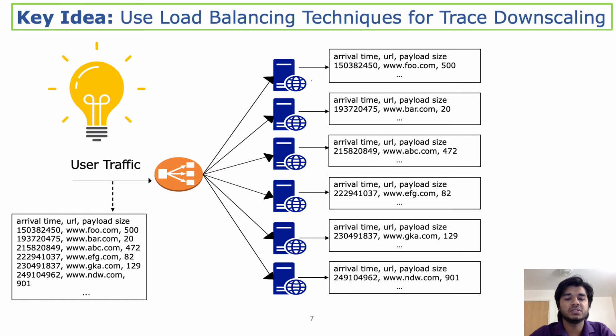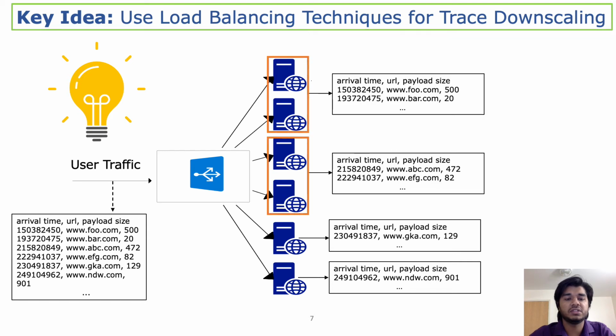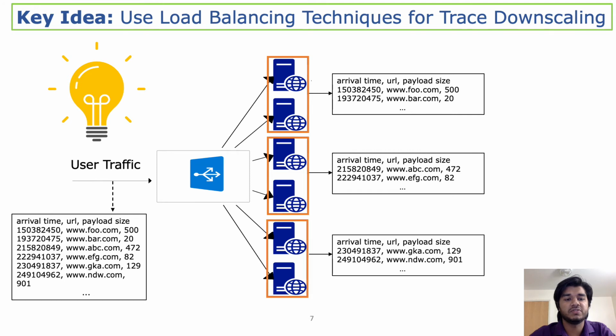And this insight leads us to the key idea of TraceSplitter. The key idea of TraceSplitter is that we can use load balancing techniques to downscale traces. We suggest that we can have an entirely hypothetical construct to mimic the load balancer in the system, which would generate multiple downscale traces. We claim that one can take any subset of the traces and consider that a properly downscaled trace of the original trace. And this is how we design our TraceSplitter framework.